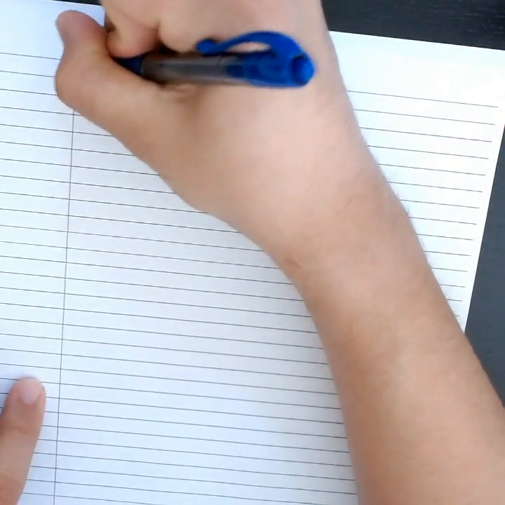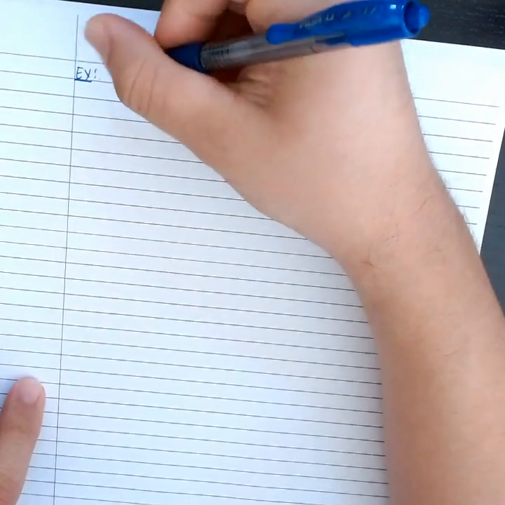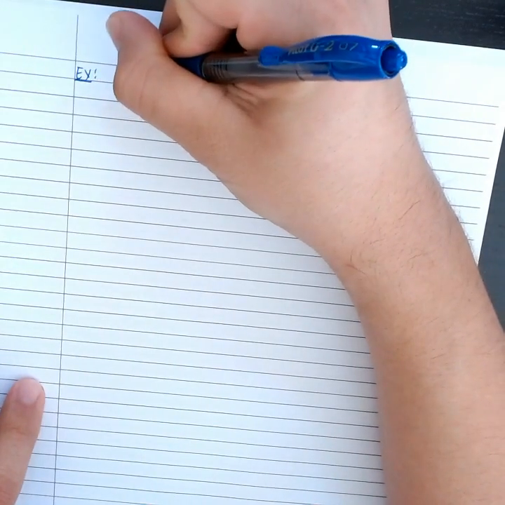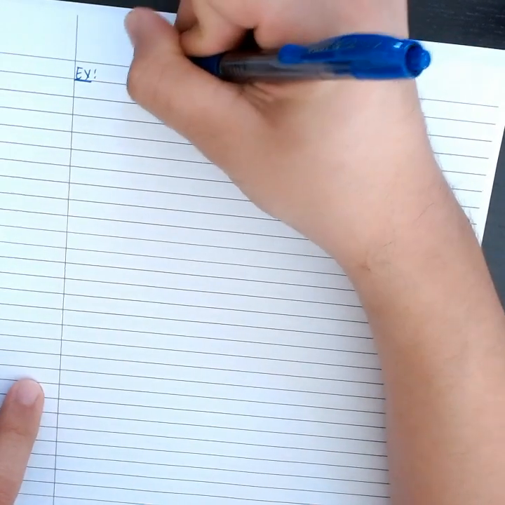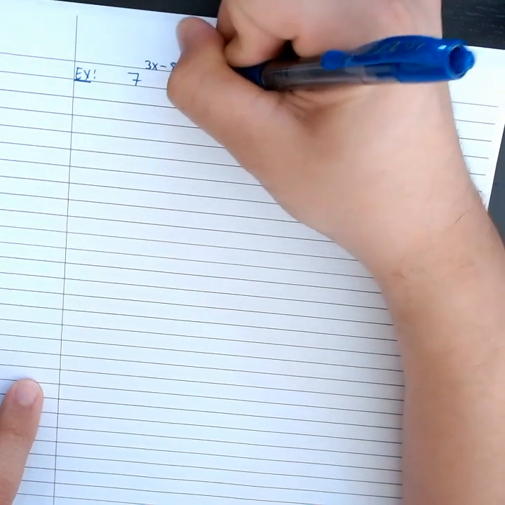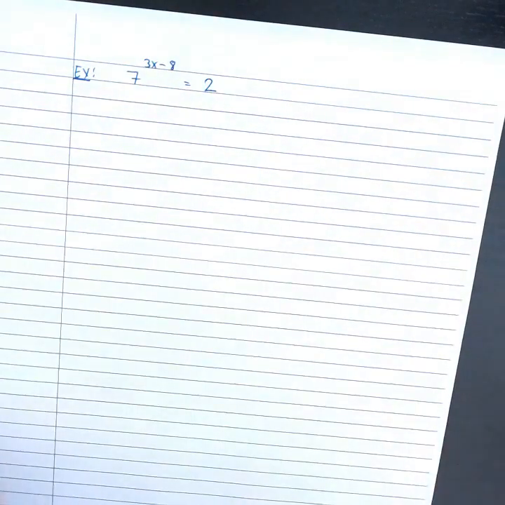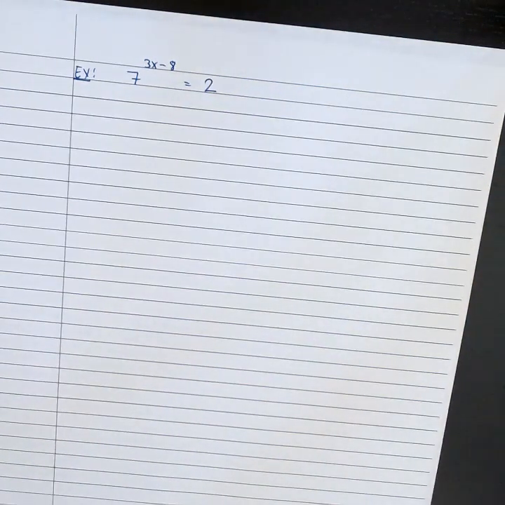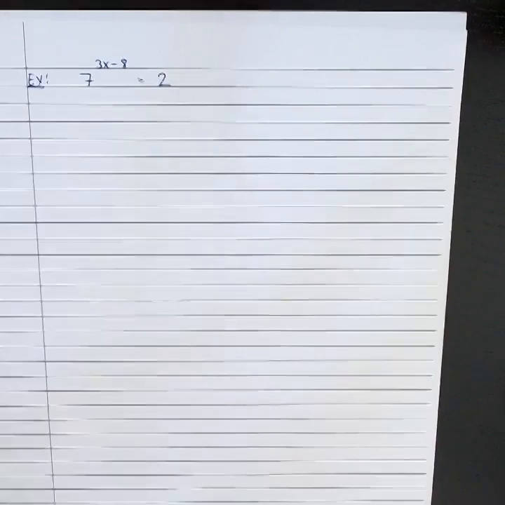So let's see that again. Let's go ahead and try, let's say, 7 to the power 3x minus 8 is equal to 2. So give that a try, pause the video, and when you get to an answer, go ahead and unpause and we'll go through it together.